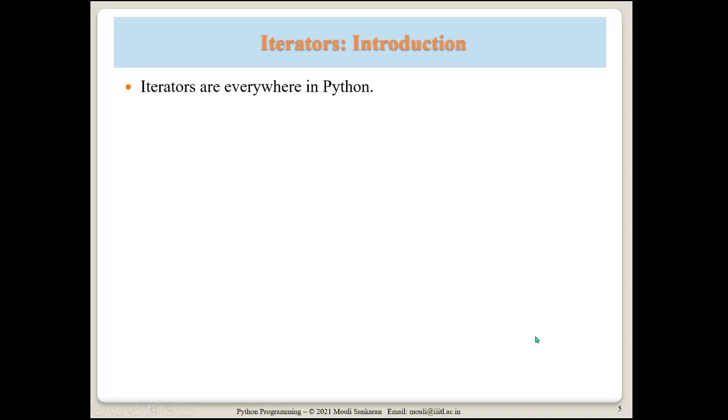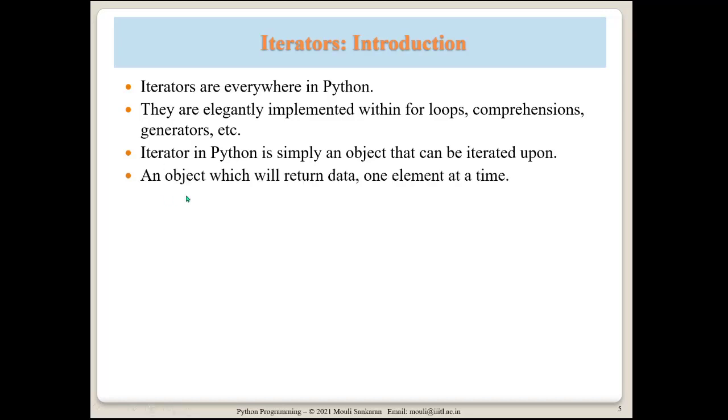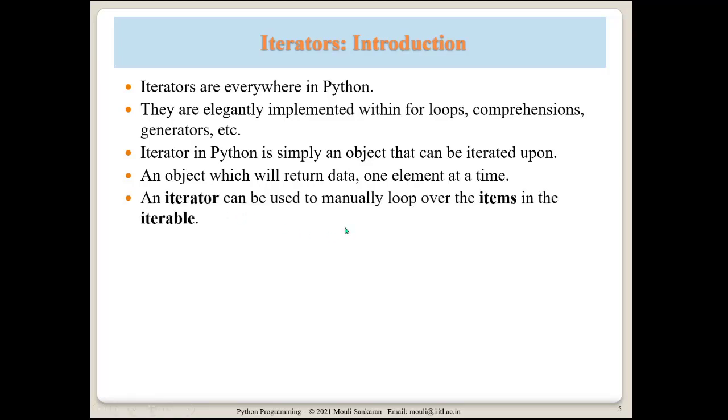Now what is an iterator? Iterators are everywhere in Python. They are elegantly implemented within for loops, comprehensions, or generators. An iterator in Python is simply an object that can be iterated upon. Okay, that's what I said, that it is going to return an iterator object which I can use to iterate over. So an object which will return data one element at a time. An iterator is an object which returns one data element at a time. An iterator can normally be used to loop over the items in the iterable.